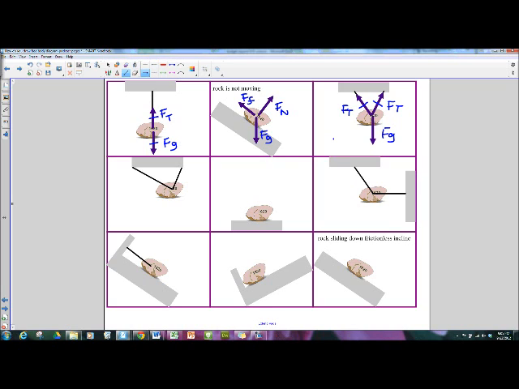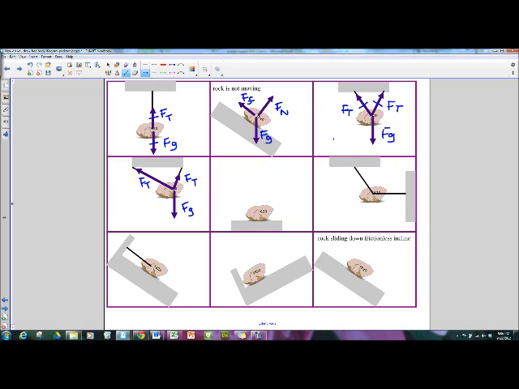Next, this is at different angles. So I have a smaller force here, and I'll have a longer force there. And this will be Ft. This will be a second Ft, and this will be Fg. Next one.